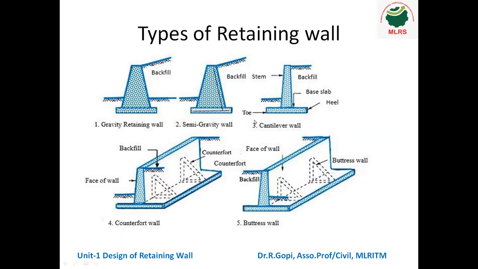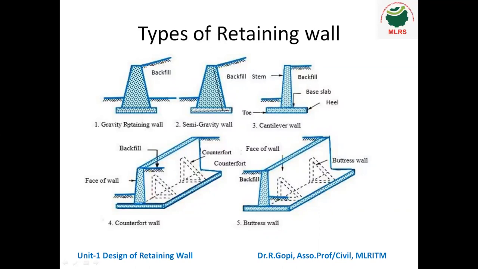So, types of retaining wall. There are five major types. One is the gravity retaining wall. Second is the semi-gravity retaining wall. Third is the cantilever retaining wall. Fourth is the counterfort retaining wall. And fifth is the buttress wall.